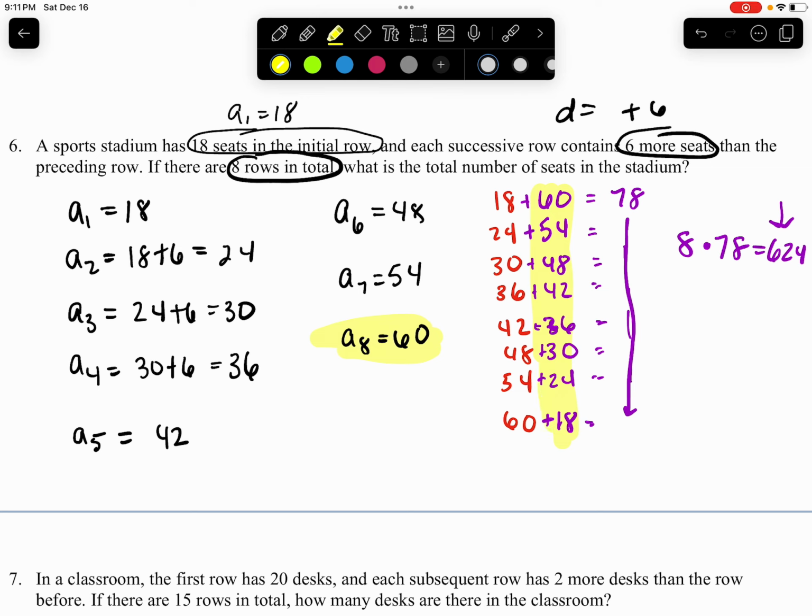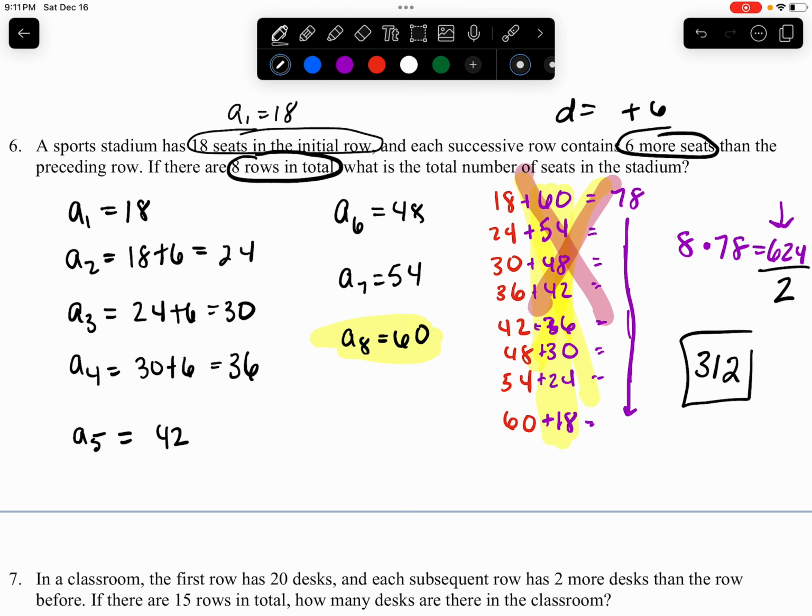We doubled everything. So to get rid of this doubling, I am going to divide 624 by 2. So what is that? That is 312. So there are 312 total seats.